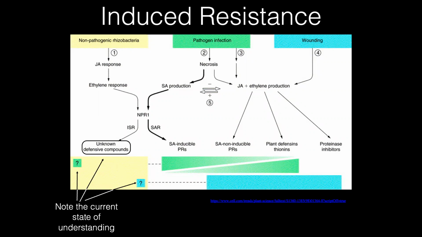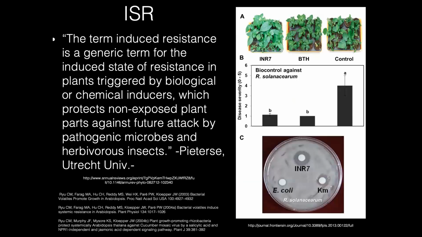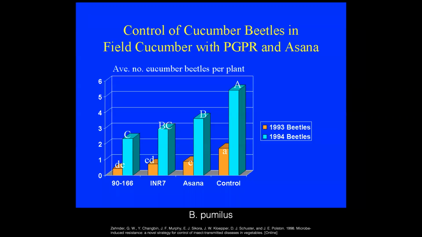And that's kind of exciting, because that means there's still a lot of research and a lot of work ahead of us that helps us better understand how this induced systemic resistance and how this communication occurs. The term induced resistance is a generic term for the induced state of resistance in plants triggered by biological or chemical inducers, which protects non-exposed plant parts against future attack by pathogenic microbes and herbivore insects. It's like having a vaccine.